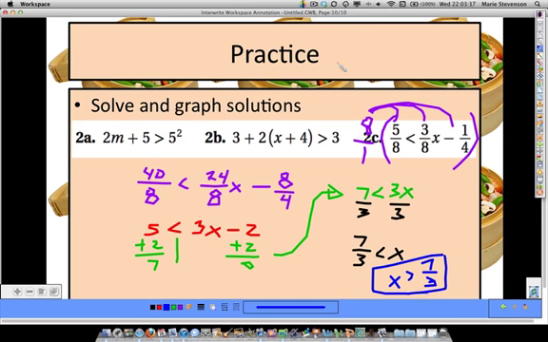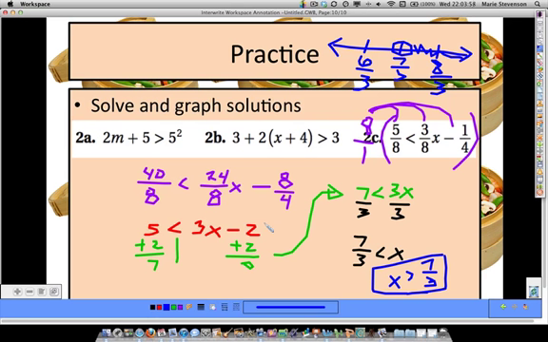So now our graph, it's 7 thirds. Remember how I showed you to do the fraction. 7 thirds goes in the middle. Then one more to the right would be 8 thirds. One less to the left would be 6 thirds, also known as 2. It's greater than, so it's open circle to the right.